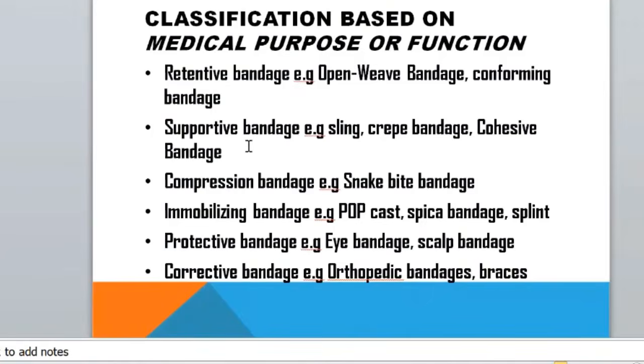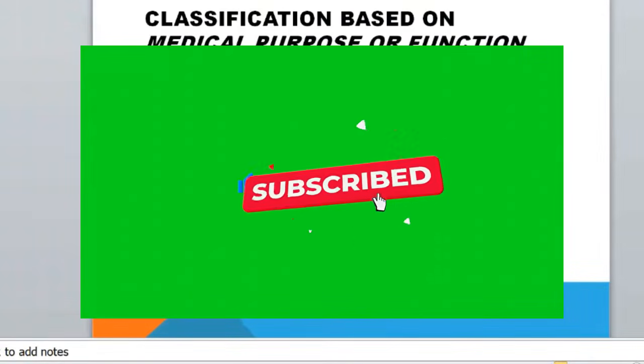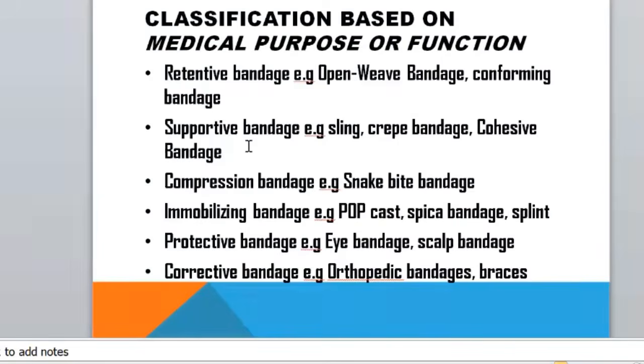Then number 3, we have compression bandage. Compression. From the word, what does it do? That means we use this type of bandage to provide pressure, not tight. It's not going to be tight. We are using it to provide a firm, even pressure over an area to control bleeding. When you hear compression bandage, you can see that I put the example of a snake bite bandage. We use it to maintain even pressure over an area in order to control bleeding or to reduce swelling.